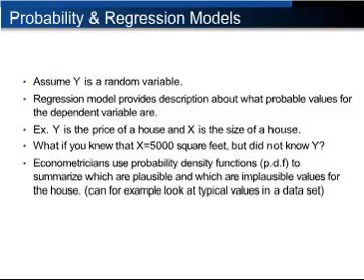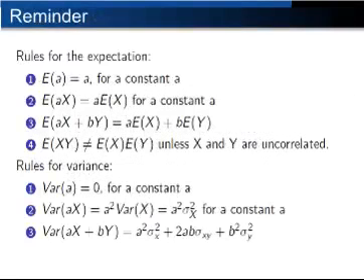Econometricians use probability density functions, PDF, to summarize which are plausible and which are implausible values for the house price. You can, for example, look at typical values in a dataset. A reminder: the rules of expectation are 4, while the rules of variance are 3.